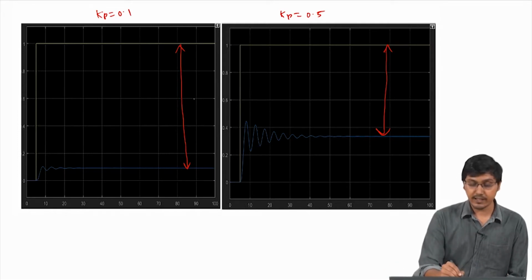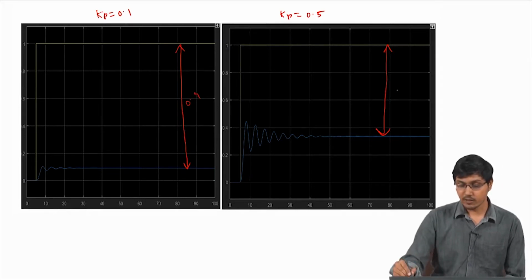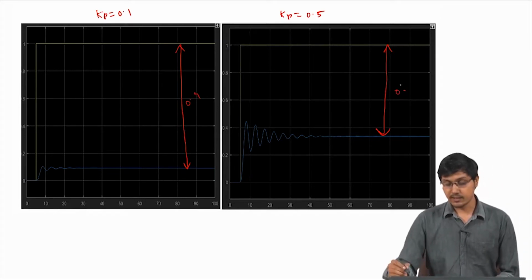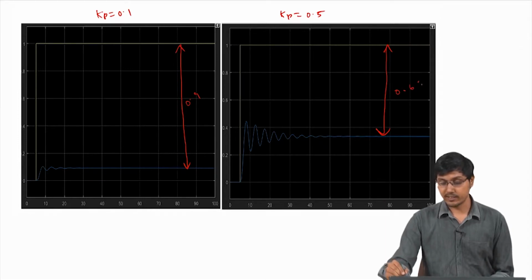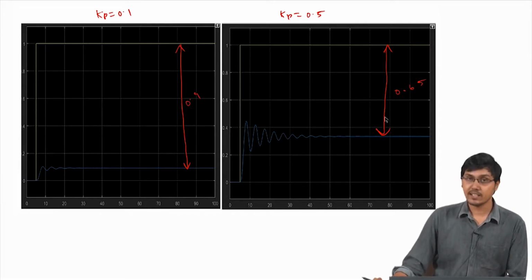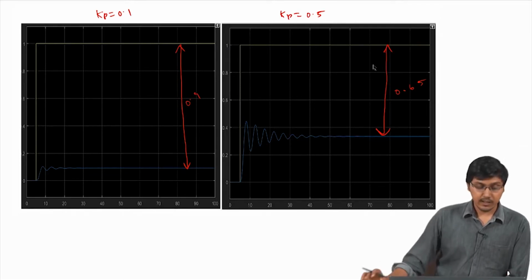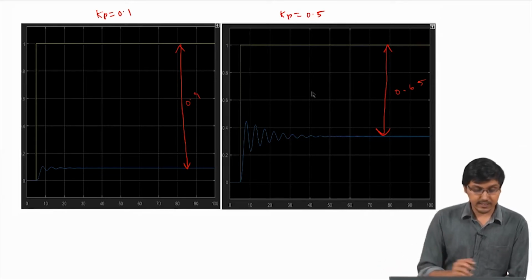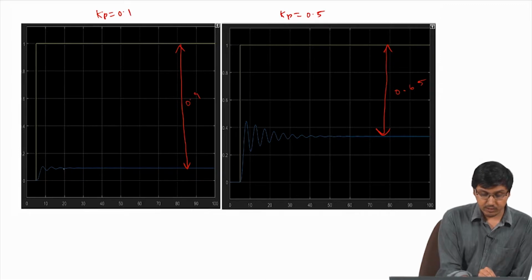This is around 0.9 approximately, and this is something around 0.6, 0.65 or something, maybe lesser than that, but qualitatively what we have to understand is that increasing the proportional gain has decreased the offset. Okay. And another thing that we can see here is the final value.